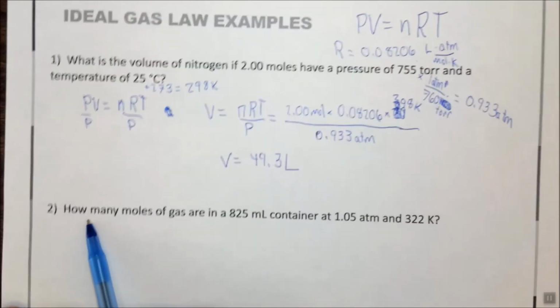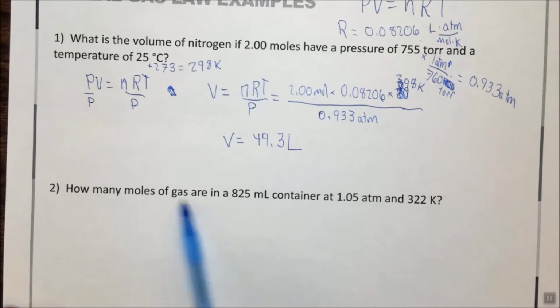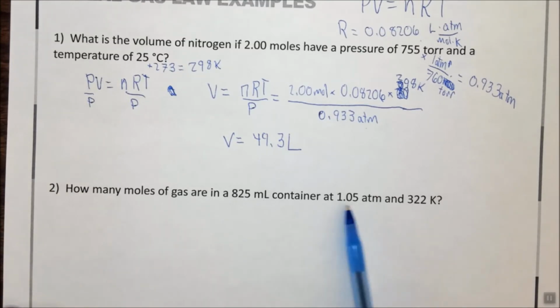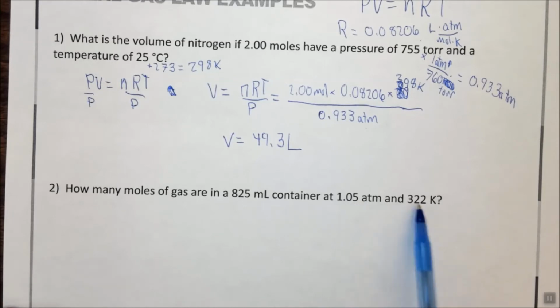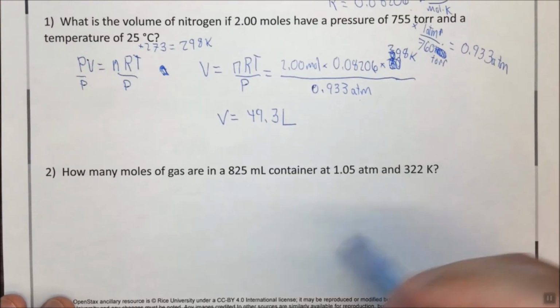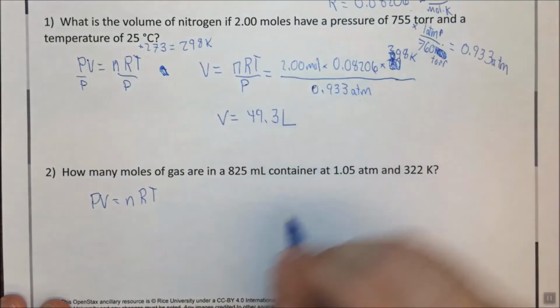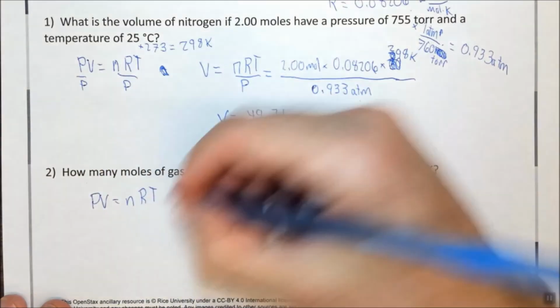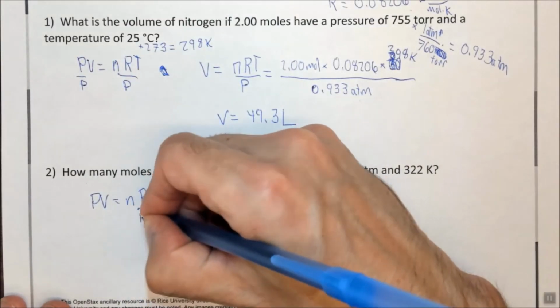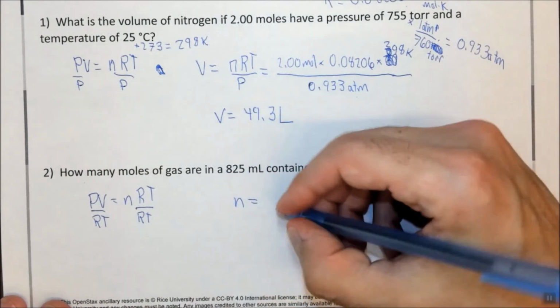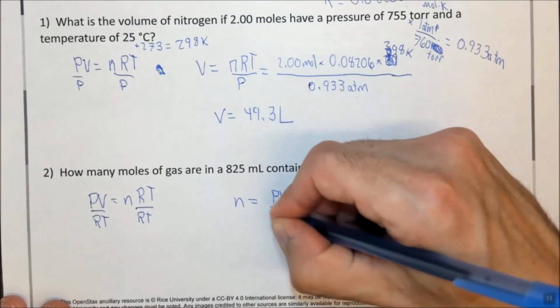The last one that we're going to go over in this section says how many moles of gas are in a 825 milliliter container at 1.05 atmospheres and 322 K. So again, PV equals nRT. But in this case, we're trying to find how many moles. We're trying to solve for n. So we want to divide both sides by RT. n equals PV over RT.